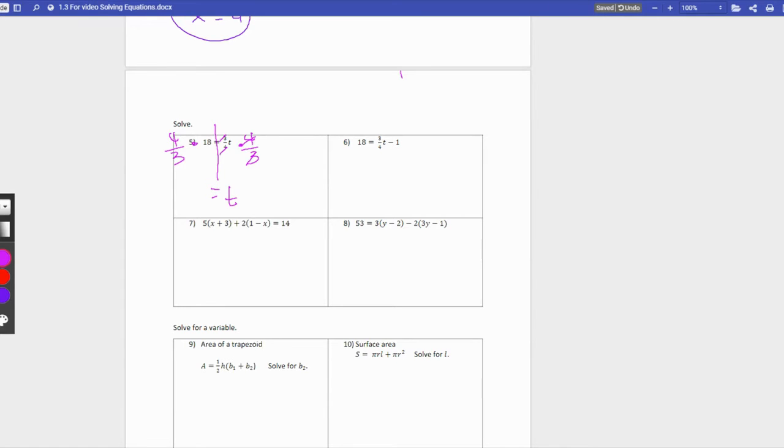So 4 times 18 divided by 3. Well, I can say 3 goes into 18 6 times. So I could simplify there if I don't want to use my calculator. And I have 24 is equal to t.